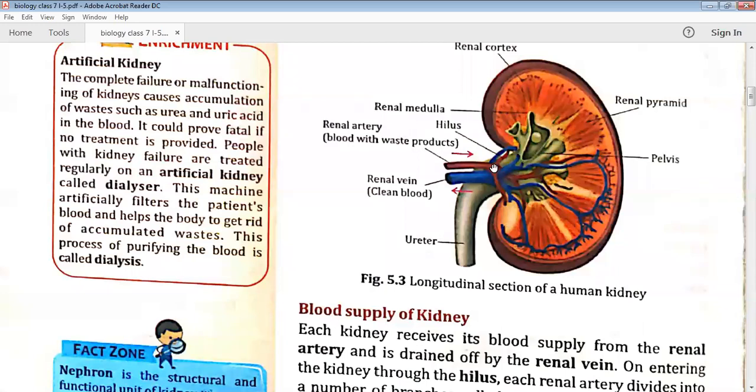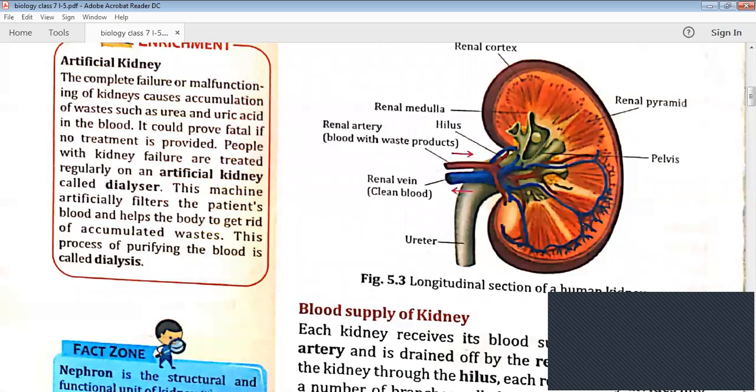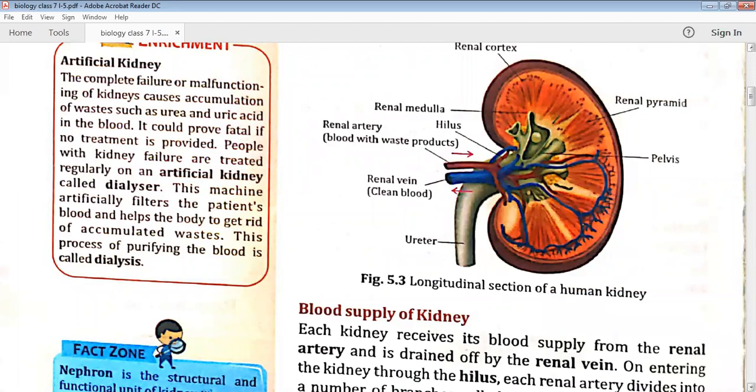Each kidney receives its blood supply from the renal artery and is drained off by the renal vein. When the whole blood is purified, then through the renal vein it will go and be circulated throughout the body. On entering the kidney through the hilus, each renal artery divides into a number of branches called arterioles. It is not shown in the figure, but each kidney has a hilus, and each hilus has a number of branches called arterioles. Then these arterioles enter the renal cortex.